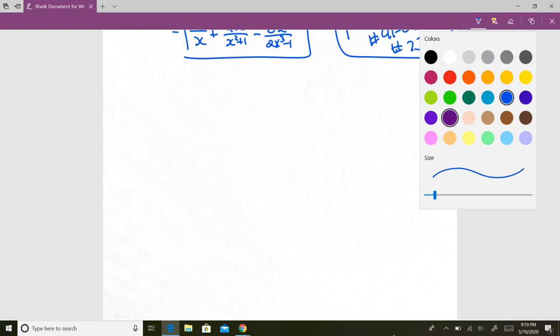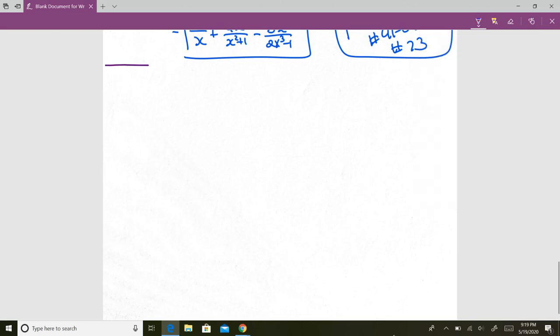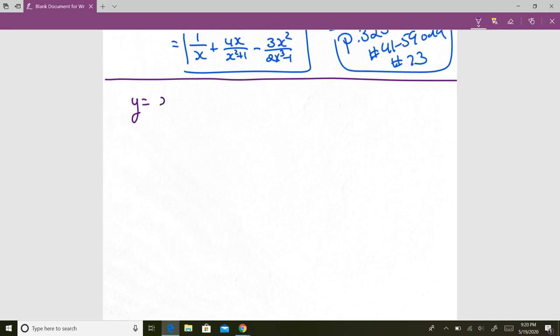Okay, hopefully that went okay. There's one more question where I want to show you the power of logs. And that is when the function does not have a log. So we have y is equal to x minus 2, all squared, over x cubed root x squared plus 1.